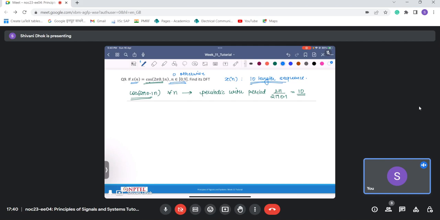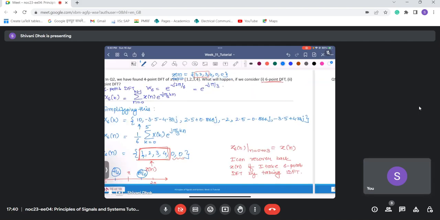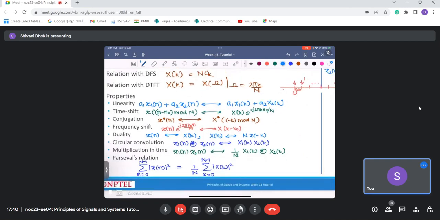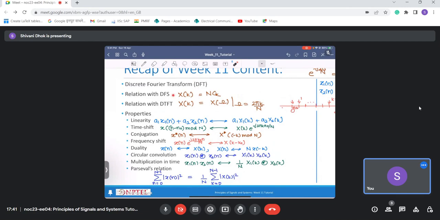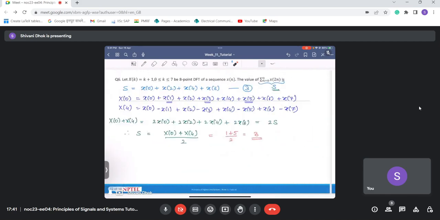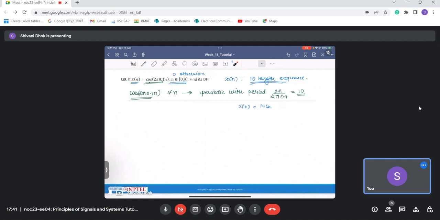Yes. So, instead of using my DFT formula, I can use the relation of DFT with DFS, that is discrete Fourier series. We know that xk is equal to n times ck. We have this property. So we know how we can handle this cos when it is periodic. It's very easy to handle if it is periodic. We know that I can write it as e power j 2 pi 0.1 n plus e power minus j 2 pi 0.1 n by 2.